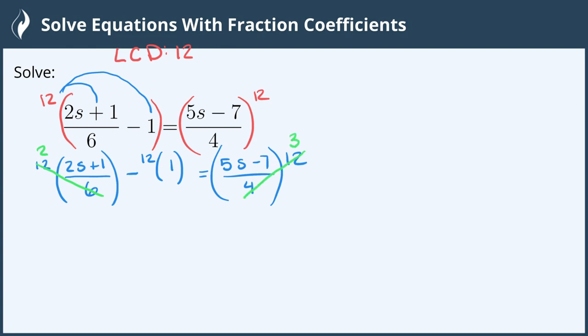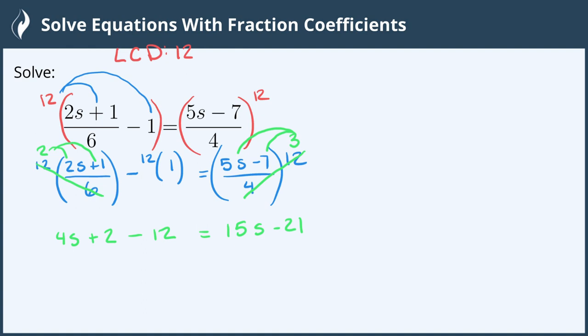Now that we've simplified, we need to go ahead and do the distributive property. So we'll multiply the 2 into both terms here. So we get 2 times 2s, which is 4s, and 2 times 1 is plus 2. Then we have a subtraction of 12 times 1, which is minus 12. And then on the right side, we are left with 3 times 5s and 3 times negative 7. So we have 15s minus 21.